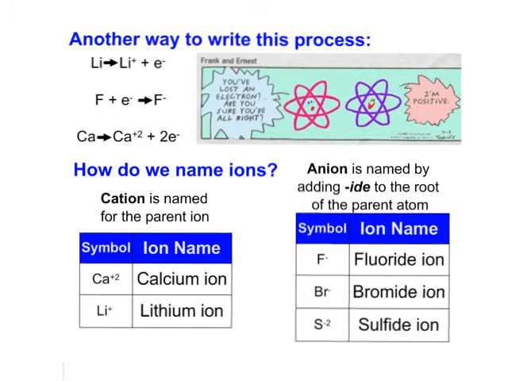How do we name ions? This is an important thing to know as well. When we have a cation, remember the positive ions, they're just named after the parent ion. This is a calcium ion. This is a lithium ion. But if we have an anion, the negative ions, those are named a little differently. We add IDE to the root of the parent ion. So you probably heard me, I didn't say fluorine ion, I said fluoride ion. This would be bromide ion or sulfide ion. You just add the IDE to the parent atom, and that's what you call the anions.